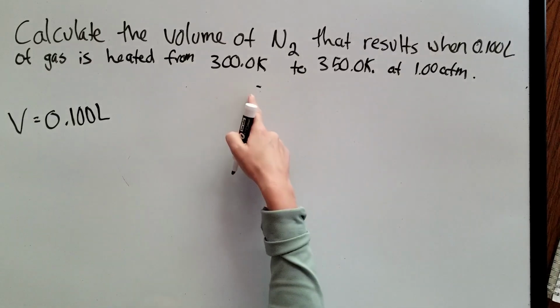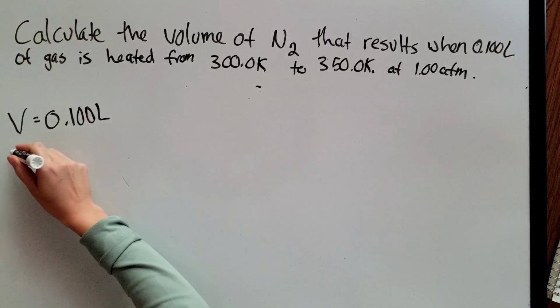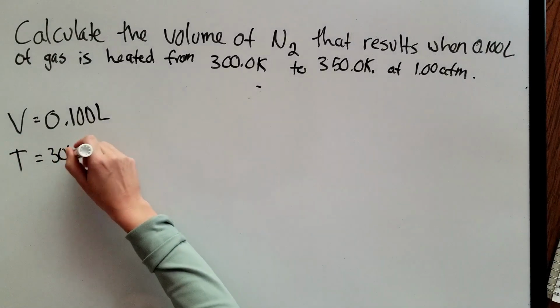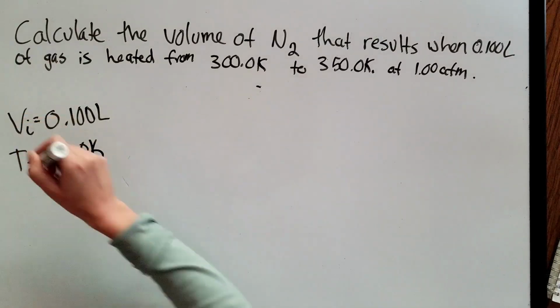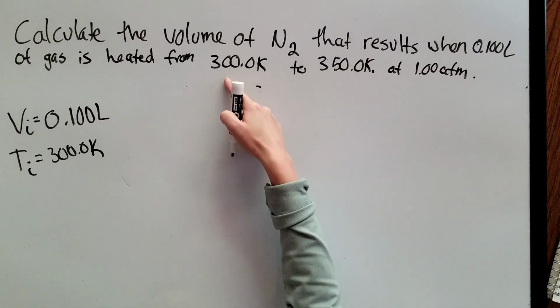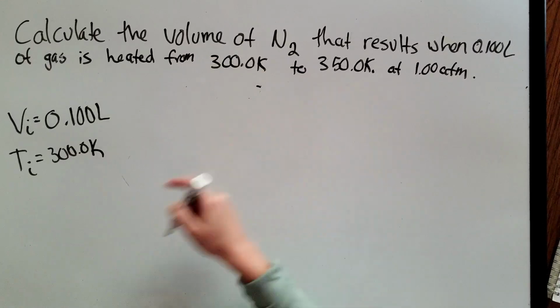It's heated from 300 to 350. So the temperature that goes with that initial volume is 300 Kelvin. I'm going to label these both with an I. So I have an initial volume of 0.1 liters at 300 K. It's asking for the new volume when we heat it up to 350.